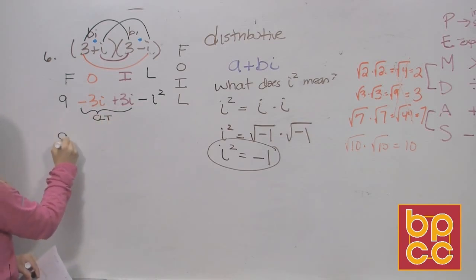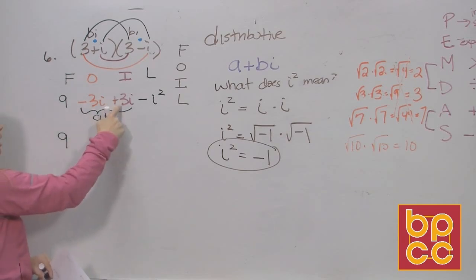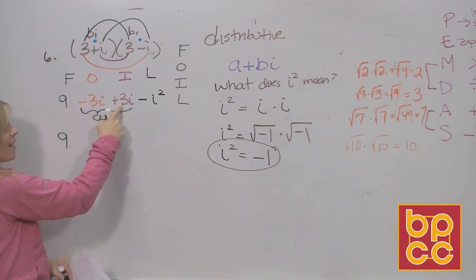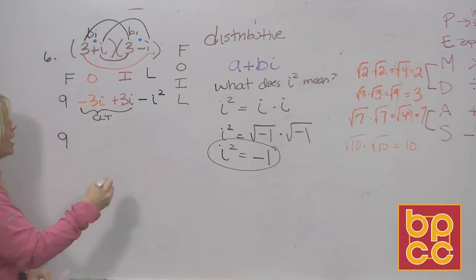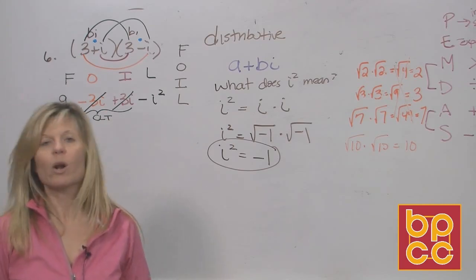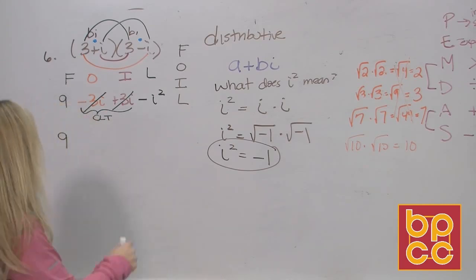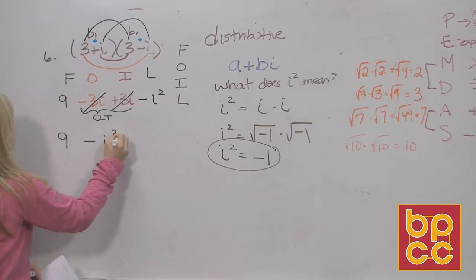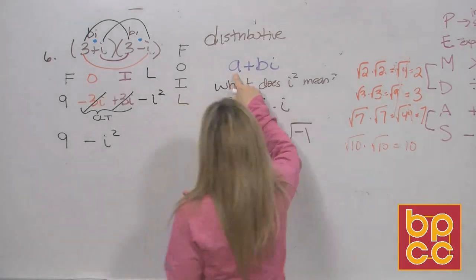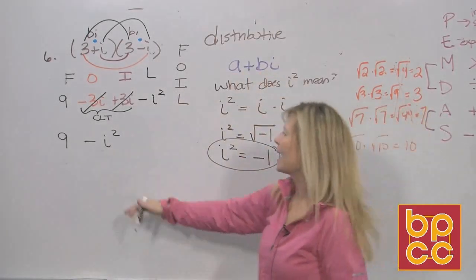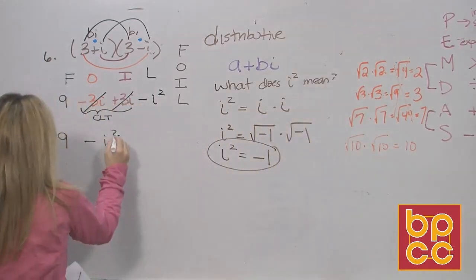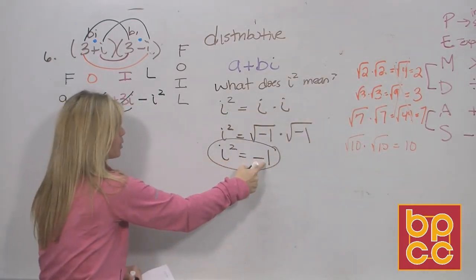So we're going to leave the 9, -3i plus positive 3i. Now we're putting these together. If I lost 3 and then got 3, or if I had 3 and then lost 3, I'd have nothing. -3 plus positive 3 is 0. We don't need to write 0i. There's nothing there. And I bring down the minus i squared. But I can't have that as my final answer. My answer has to be in a plus bi form. I can't have an i squared. I can only have an i. So what I need to do is replace this i squared with the number -1.